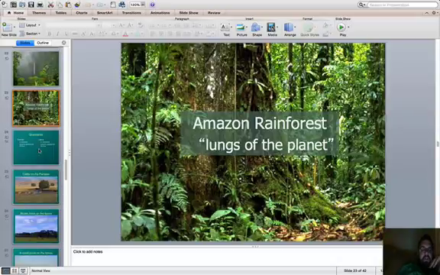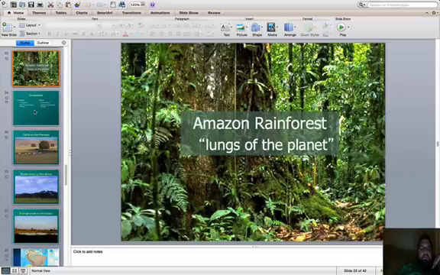And then the term that we use for the Amazon is the lungs of the planet. So basically, the amount of oxygen that the rainforest produces, and not just that, but the amount of air that it cleanses for the whole Earth is incredible. So it's literally like the lungs of the planet. They're vastly important to our survival.